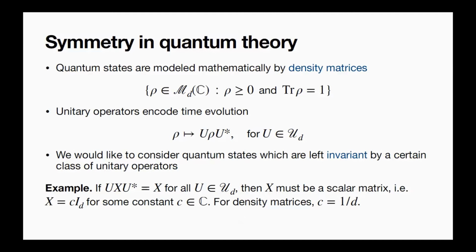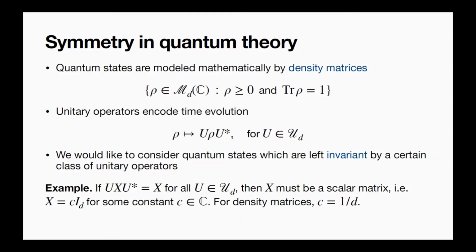And so in quantum theory, when states evolve, we model this by a unitary conjugation. Here U is a unitary matrix, and we look at this action by conjugation on the set of density matrices. And of course, we would like to look at a special subset of states which have a kind of symmetry, meaning that they are left invariant by a certain set or subgroup of the unitary group.